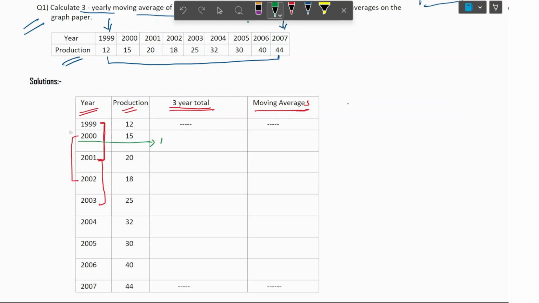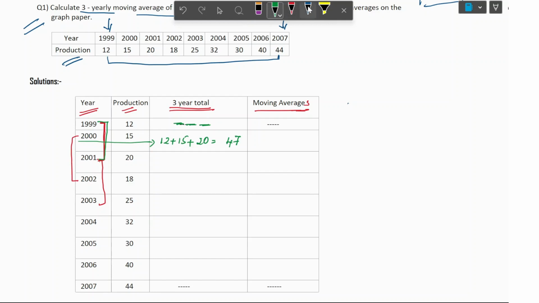I'm writing here 12 plus 15 plus 20. How do I get it? I compare 2000 to 1999 and 2001. That means the 1999, 2000 and 2001 production I have added. That means I'm comparing the set of 3 years. Now in the starting part, the first row here is going to be blank because we are going to write in the middle year. Now you are going to add these numbers: 12 plus 15 plus 20, that is equal to 47.